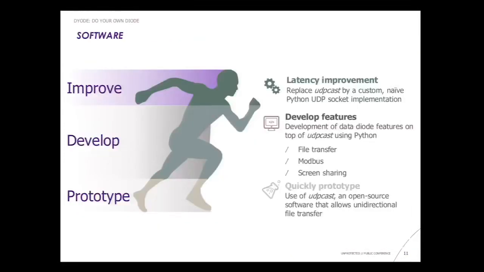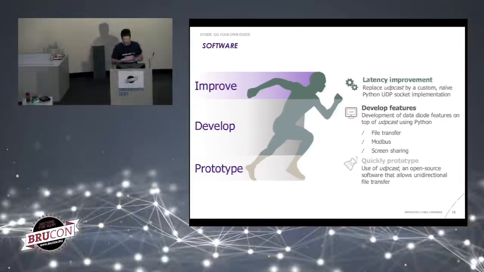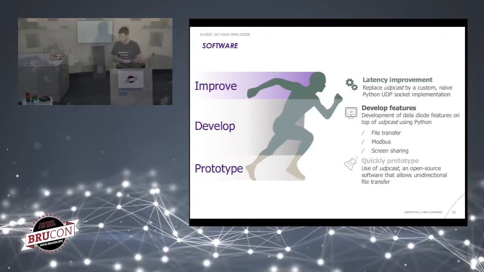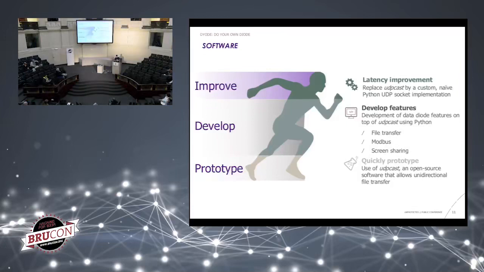Okay, so how did we do that? We wanted to go quickly. As it is an R&D project, the idea is not to invest too much time. So we were looking at existing solutions to transfer data on a one-way connection. We stumbled upon UDPcast, which is software available on Linux that was mainly, I think, used for satellite connections.